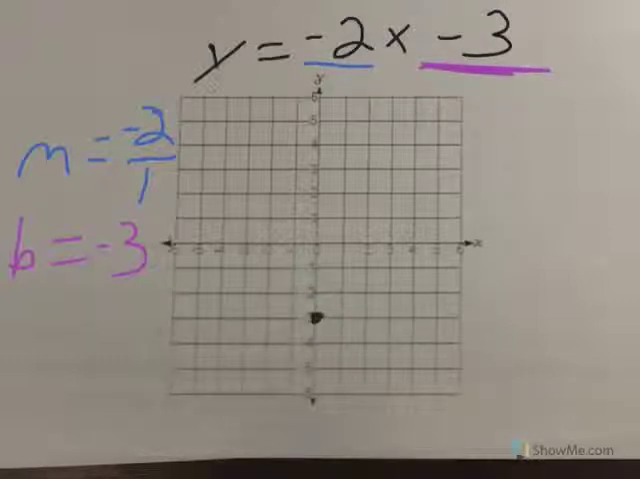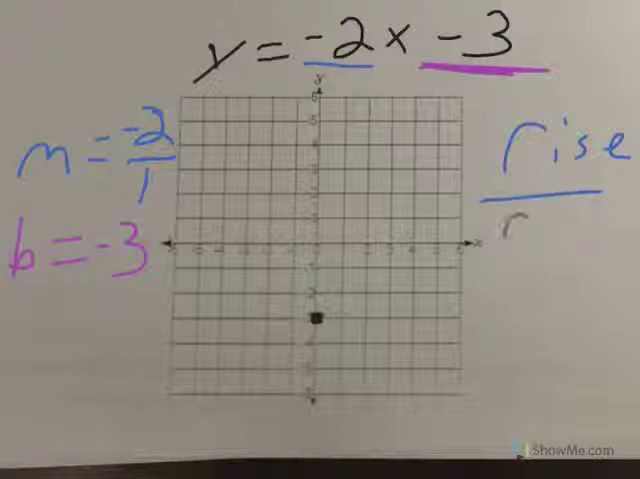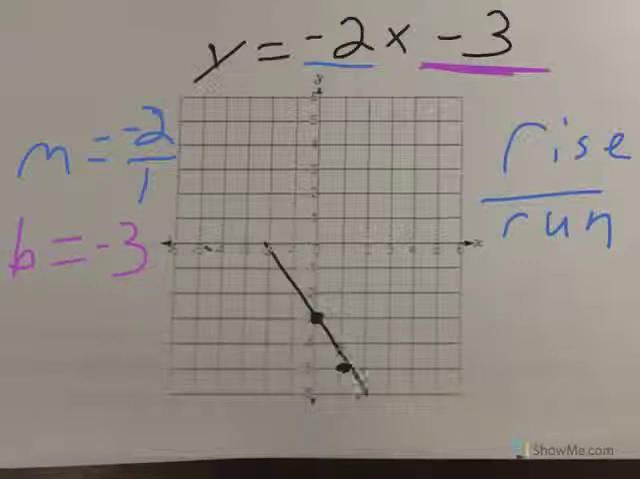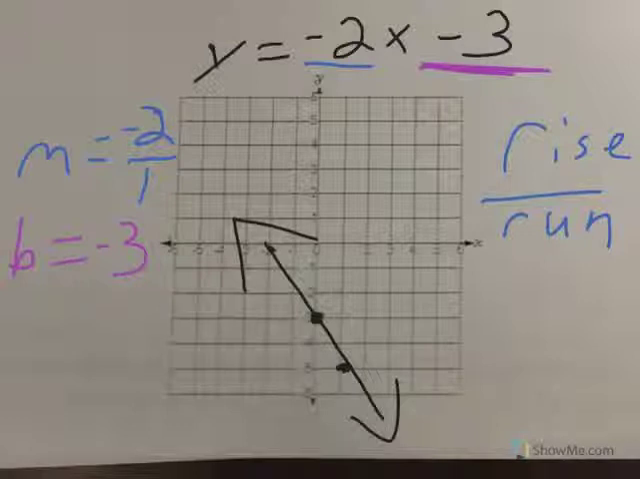Negative 3. And then remember that slope, again, is rise over run. So our rise is going to be negative 2, so we need to go down 2, and then over 1. And the 1 is positive, so we'll go to the right. Down 2 and over 1. Be right there. Get your 2 points. Draw the line. And there you go.